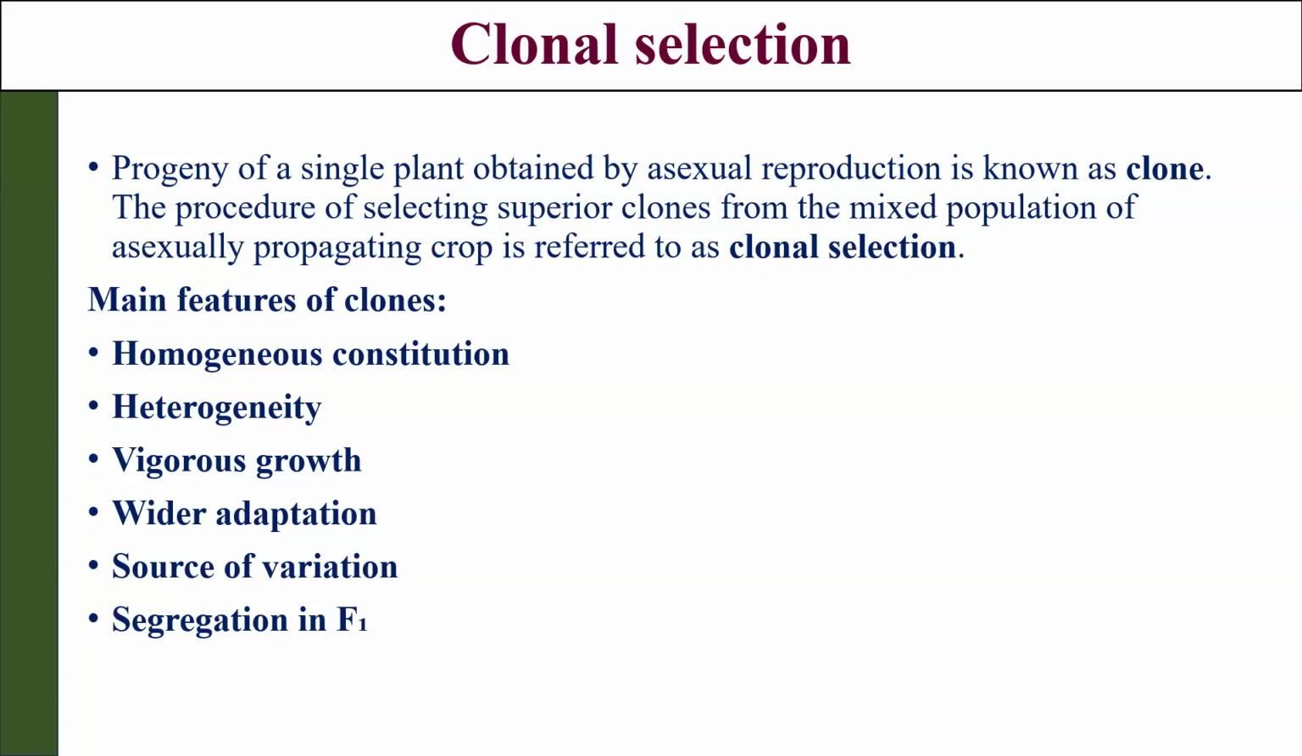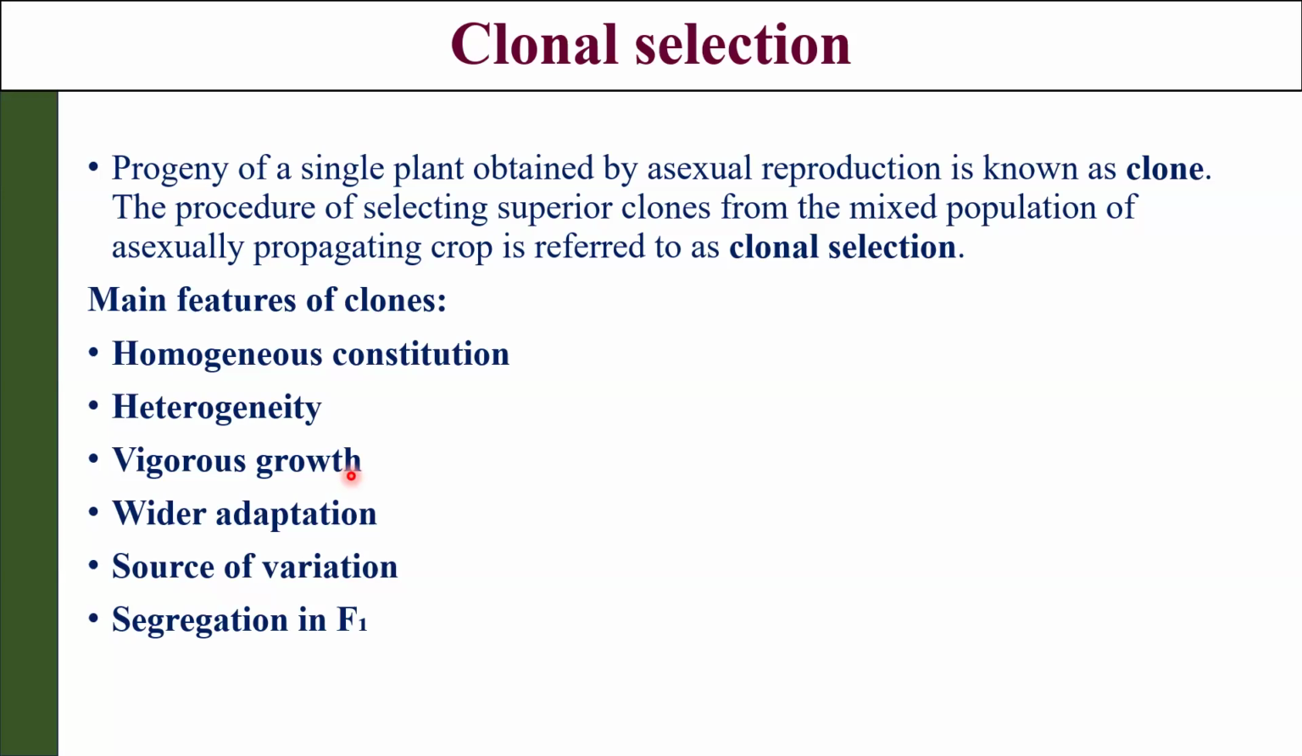The main important feature of clones is that they have a homogeneous population, like a self-pollinated crop. They have a homogeneous constitution, but also some sort of heterogeneity, which depends on the crop. If you take potato, it has a homogeneous population, but when you look at the individual, it is heterozygous in nature. But if you take carrot or radish, which are highly cross-pollinated, there will be some heterogeneity in the population, and it is heterozygous in nature. They have very vigorous growth because they are asexually propagated and heterozygous in nature.